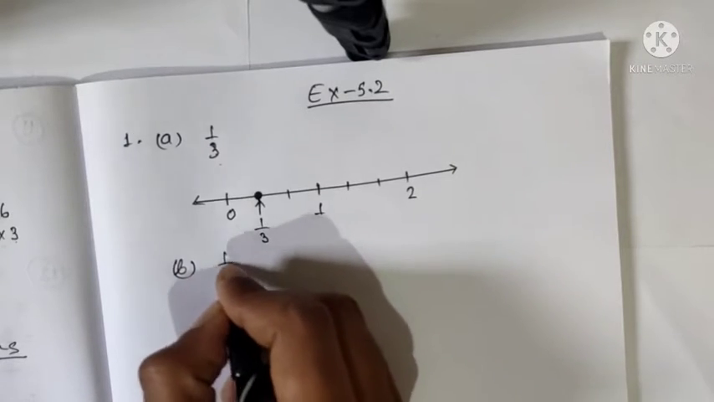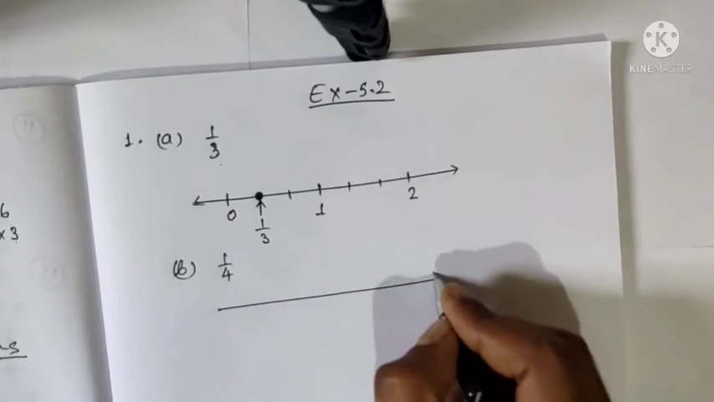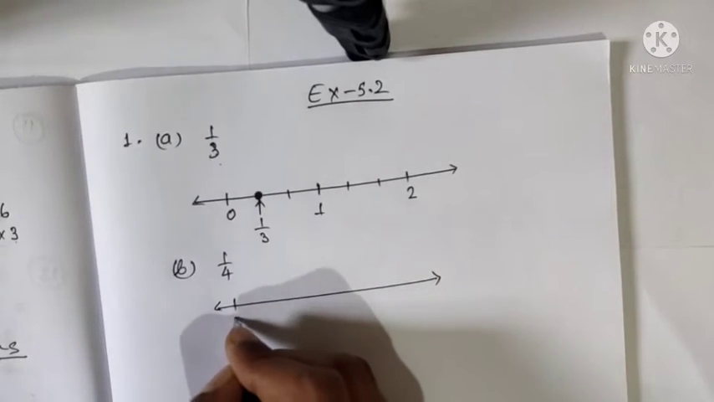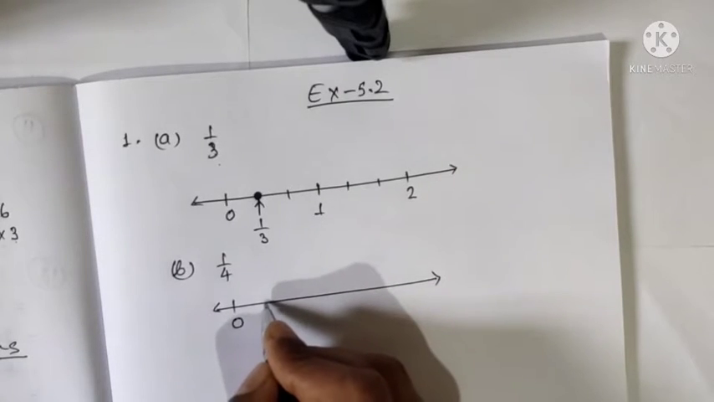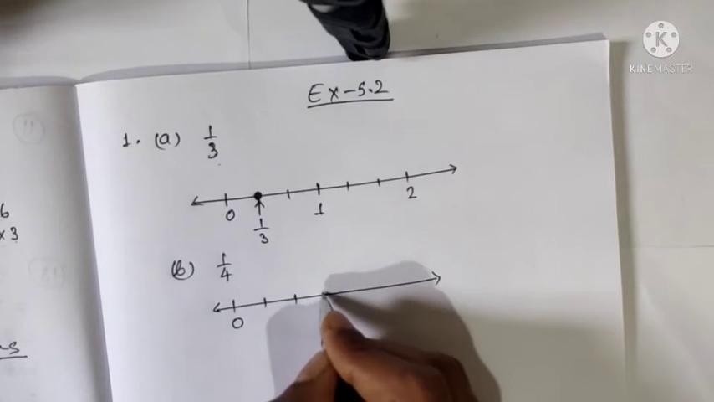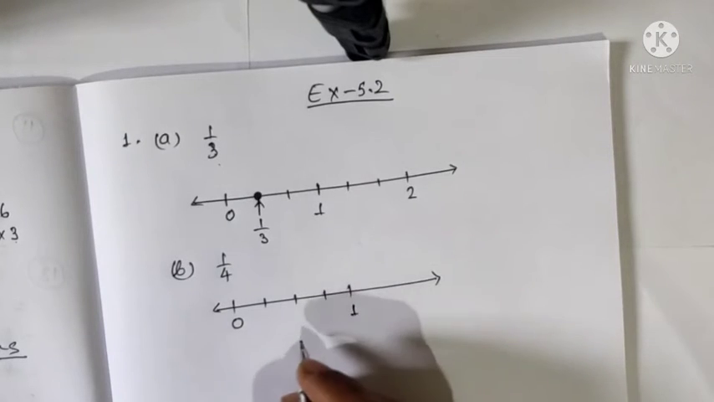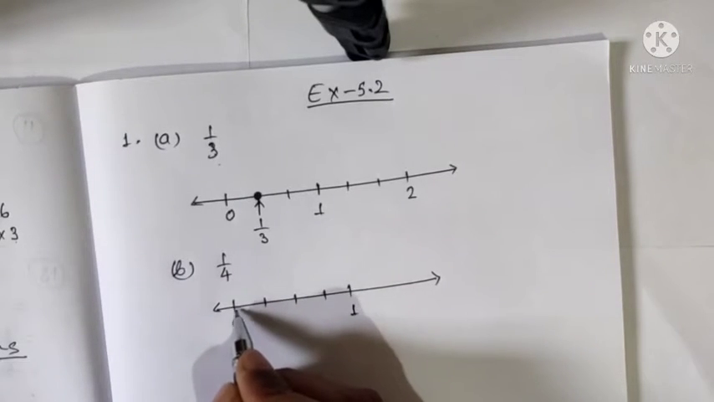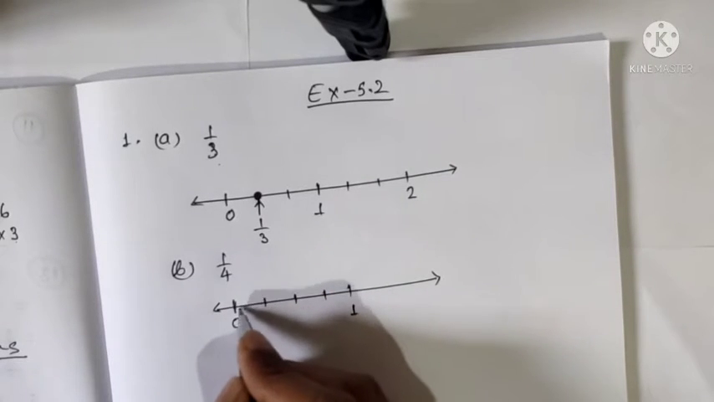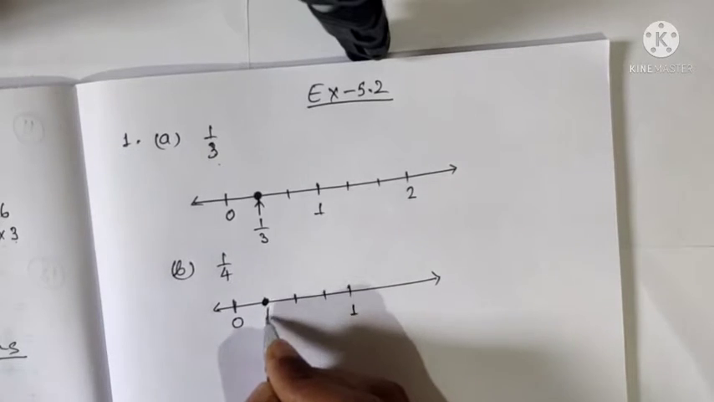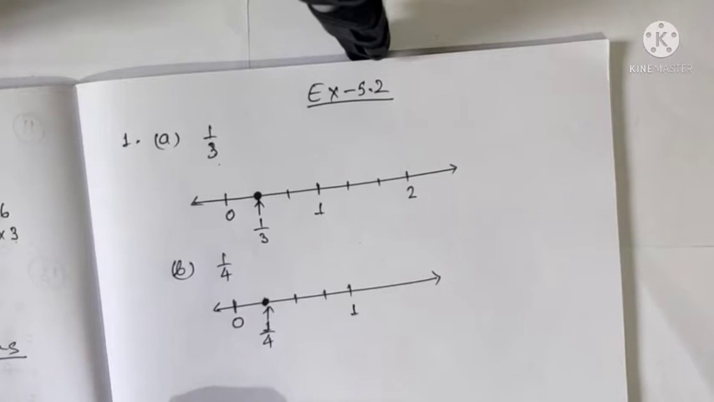Question number B is 1 by 4. To represent it, just draw a number line similar to question A and mark a point 0, and since the denominator is 4, draw 4 equal line segments and mark it as 1. Now we have to represent 1 by 4, so count 1 from 0, and this point will be 1 by 4. You have your answer. Simple.